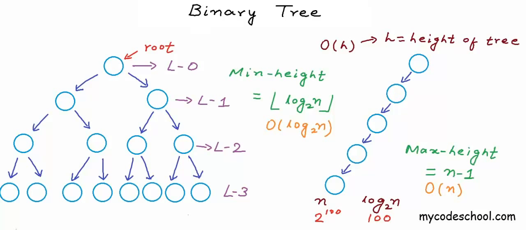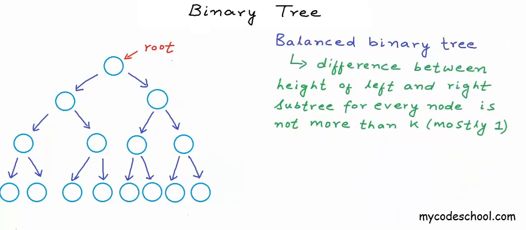So here's the thing, quite often we want to keep the height of a binary tree minimum possible, or most commonly we say that we try to keep a binary tree balanced. We call a binary tree balanced binary tree if for each node the difference between height of left and right subtree is not more than some number k. Mostly k would be 1. So we can say that for each node difference between height of left and right subtree should not be more than 1.